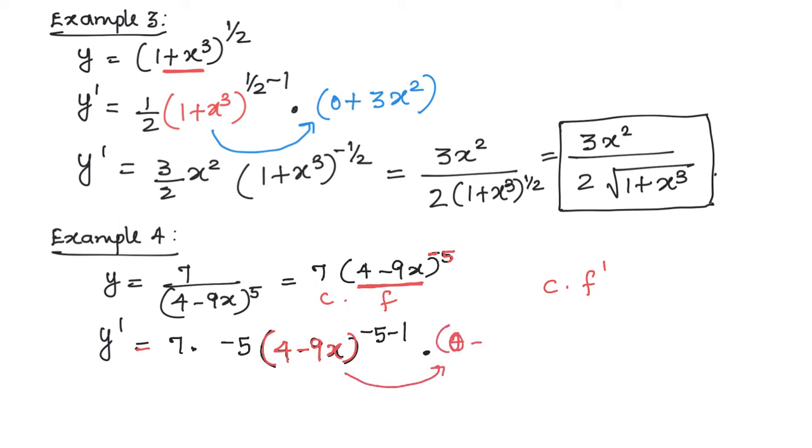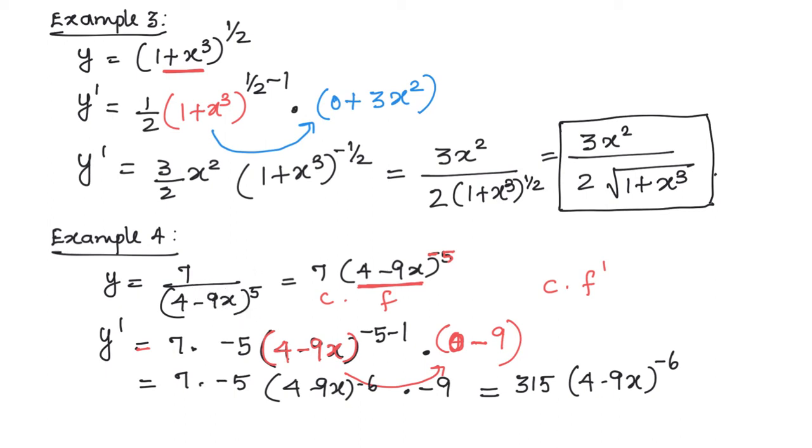So derivative of 4 is 0. Derivative of negative 9x is negative 9. Then multiply all the numbers and simplify. So we have 7 times negative 5, 4 minus 9x power negative 6. Then we have negative 9.